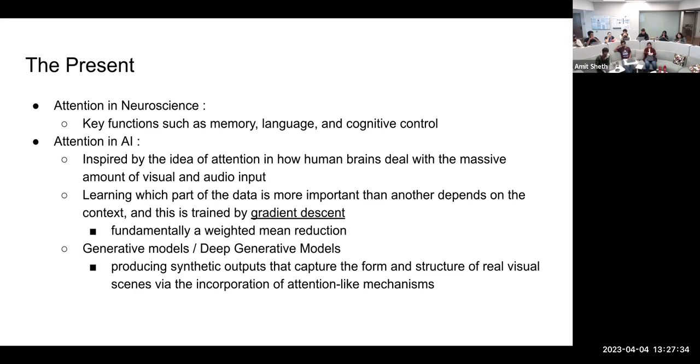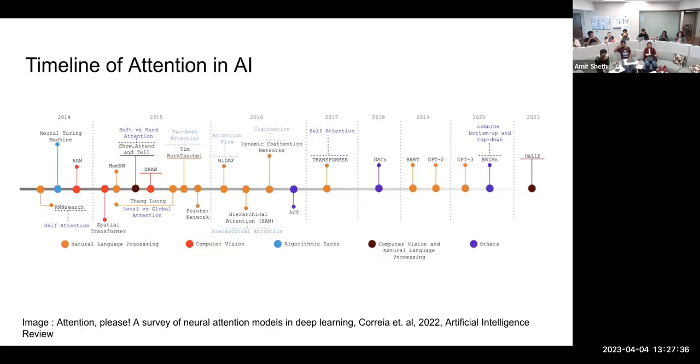This is the summary of how attention is being used in AI, which is totally inspired from the psychology domain. You can see that it started in 2014 and it's continuing till now. I got a survey paper that was published in 2022, but now we are in 2023. You can imagine how many more papers have been published just on the advancement of attention models. You can go to this.